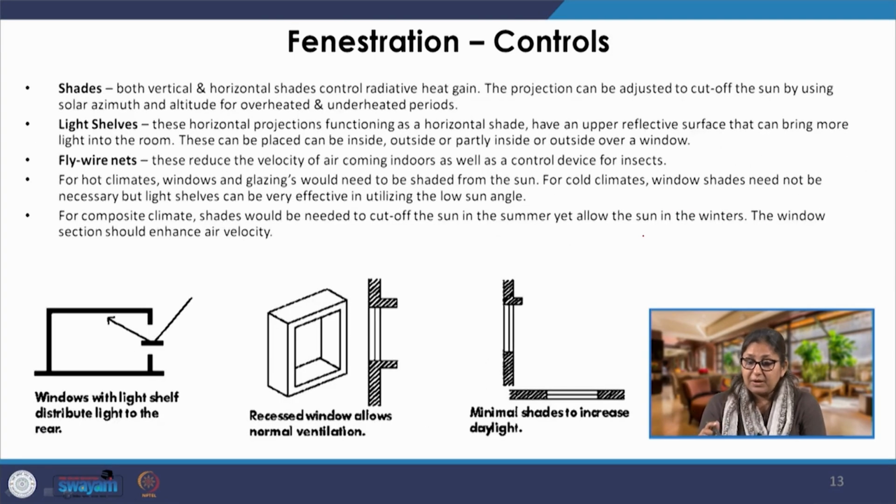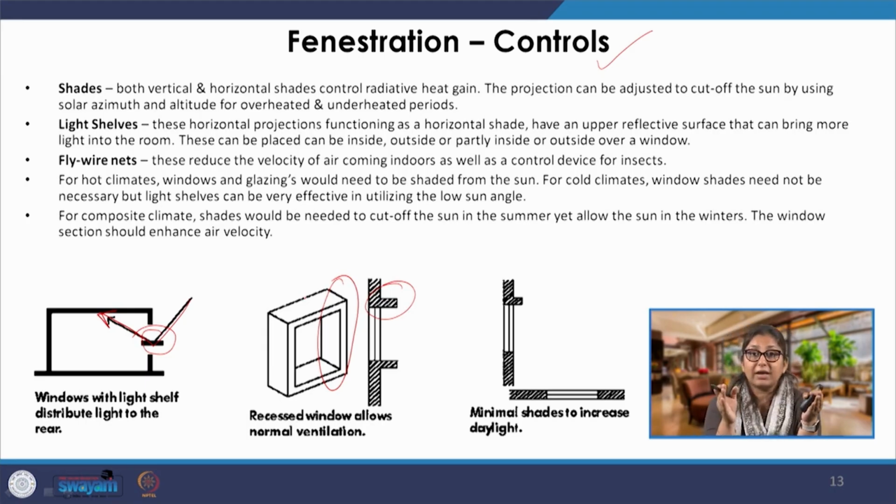Then we have to talk about the fenestration controls as part of the design element. So, we might be talking about the shades, we might be talking about features such as light shelves which help in penetrating the light into deeper areas of the room, or we might be talking about not just horizontal projections, but vertical projections, the shading devices. So, these are the controls of fenestration.